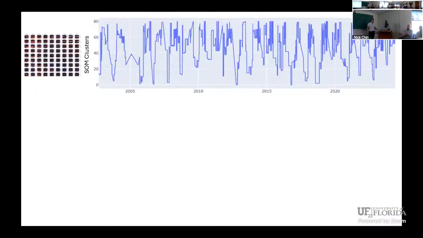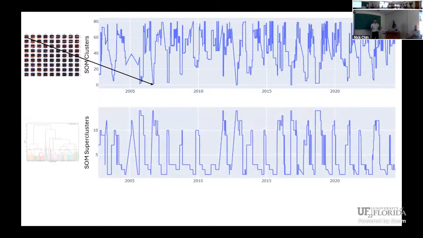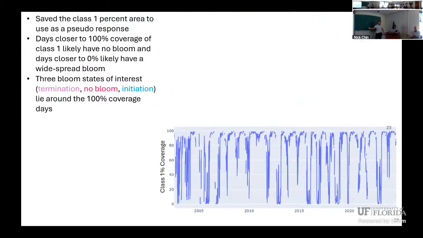Remember before, now that we've reduced the dimensionality of our original data set, we can actually plot that in the time series, right? So in other words, node 0 or cluster 0 literally represents days within our time series. That's down there. When we have these superclusters, it helps to make it even more interpretable. And now what we're going to look for is these red tide states that we mentioned before, like initiation, no bloom, and termination. But why did we pick 14 superclusters?